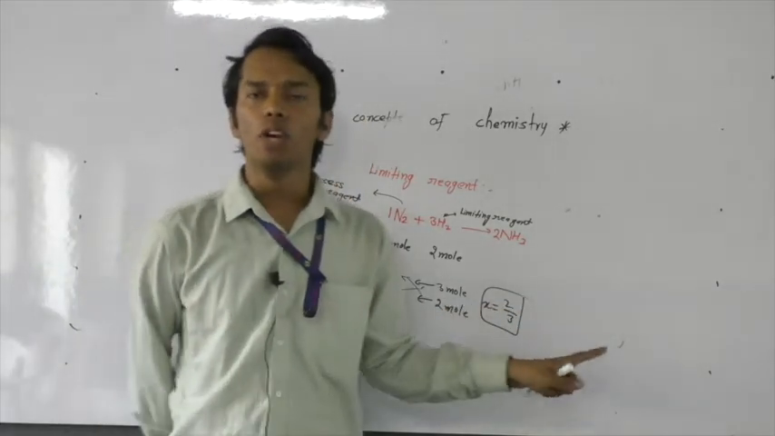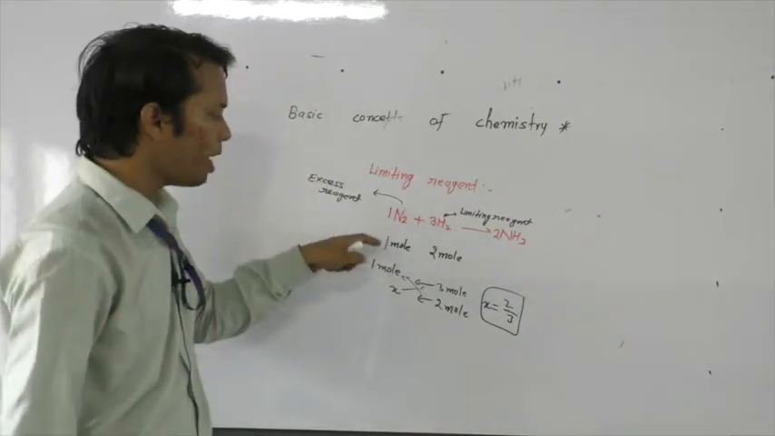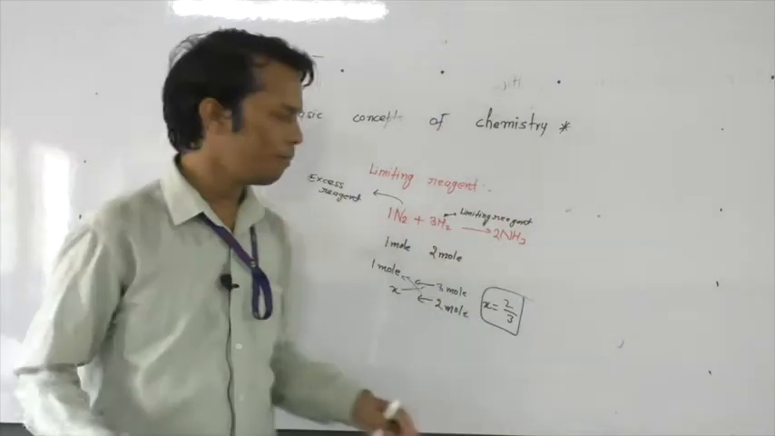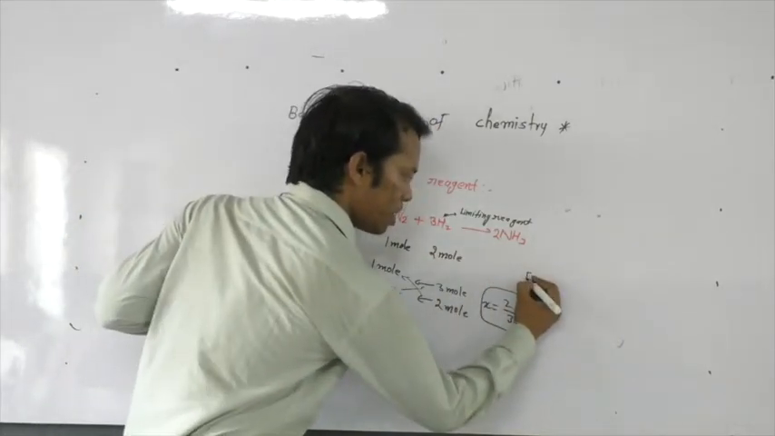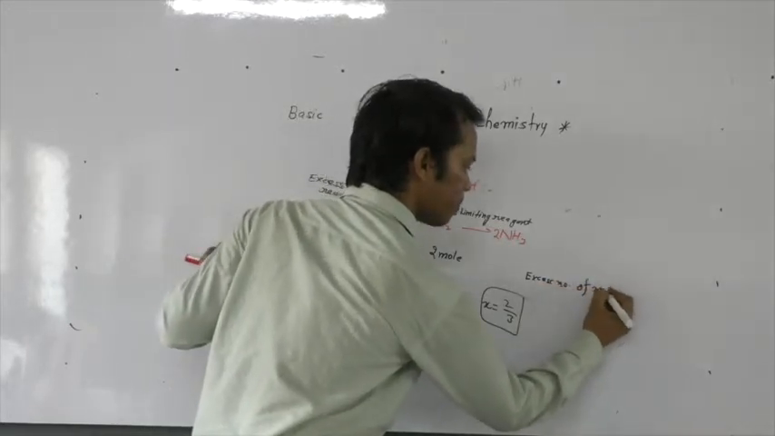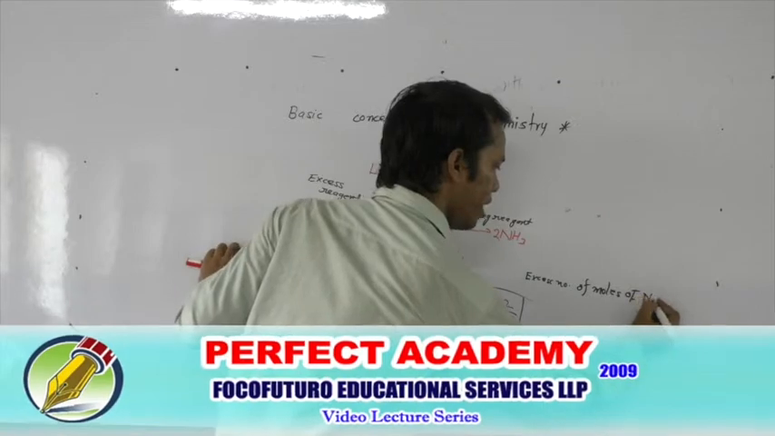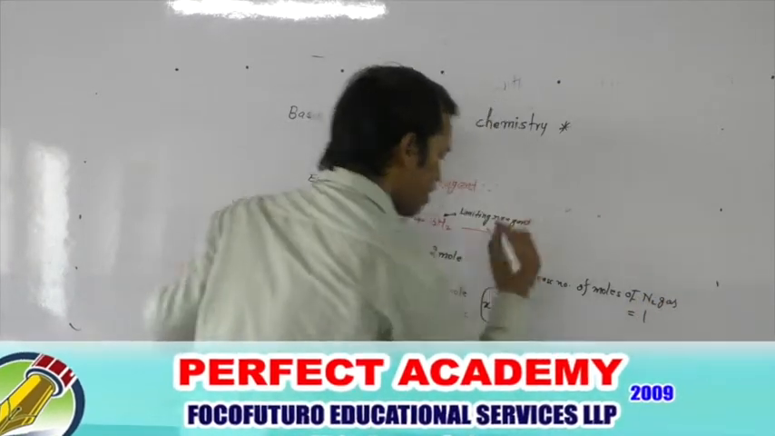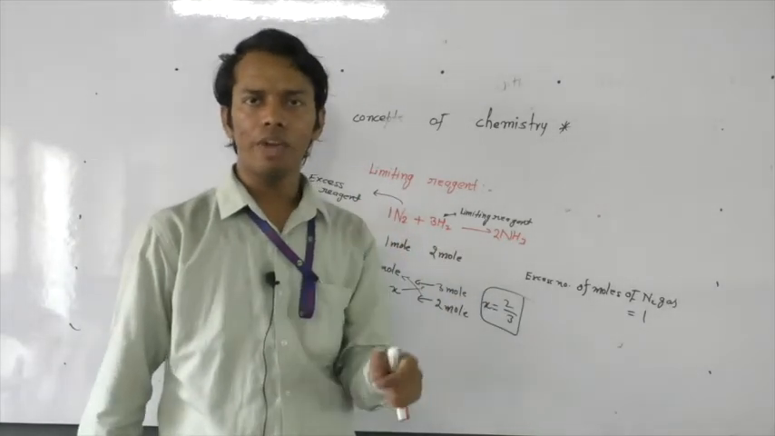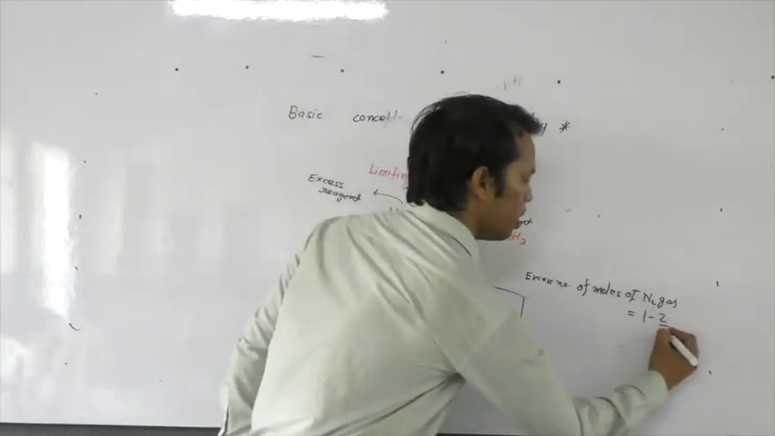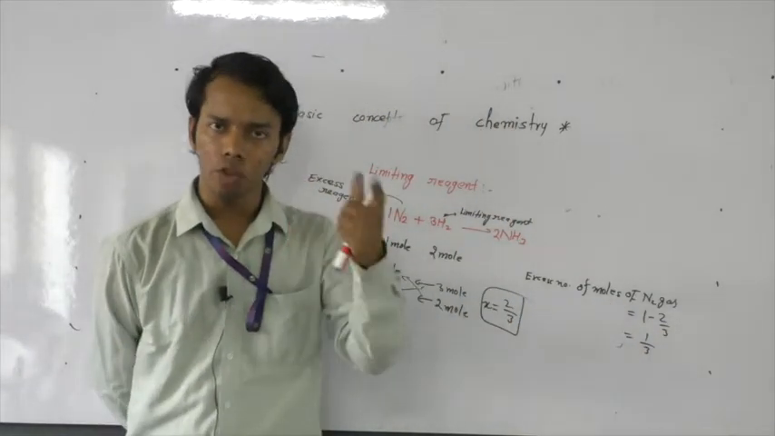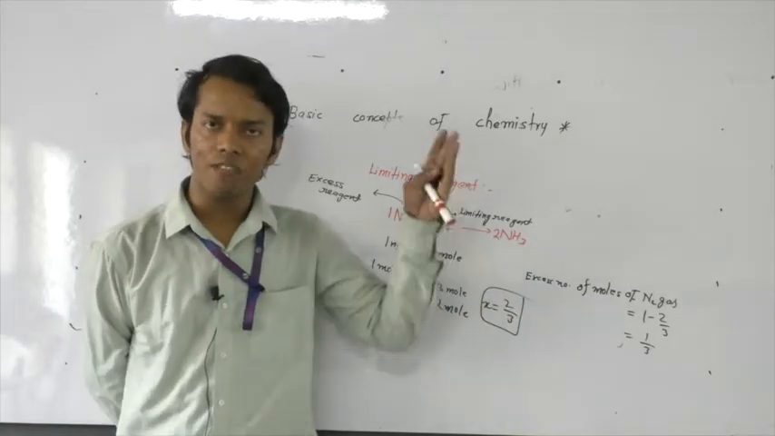Only 2/3 mole of N2 is required, but we are taking more than 2/3. We are taking 1 mole. That means something will be left in the system. So the excess number of moles of N2 gas will be 1 minus 2/3, because we have taken 1 and used only 2/3. So 1/3 will be left in the beaker, while the limiting reagent will be 0. There will not be any limiting reagent after the completion of the reaction.